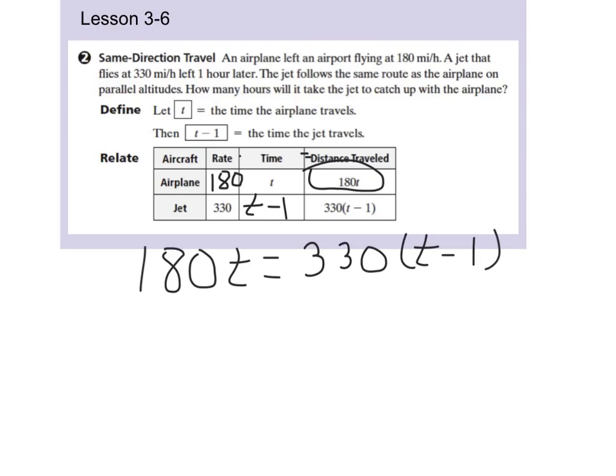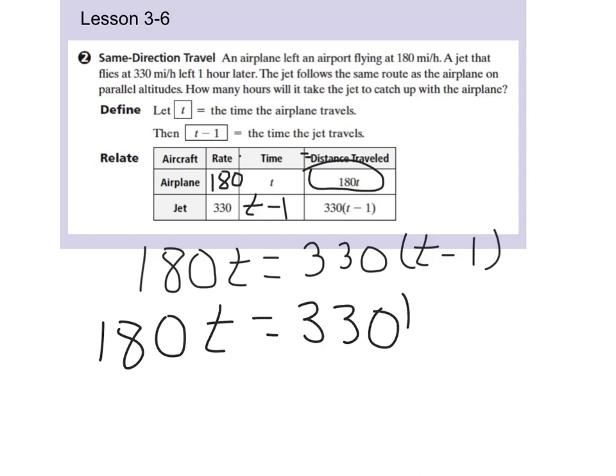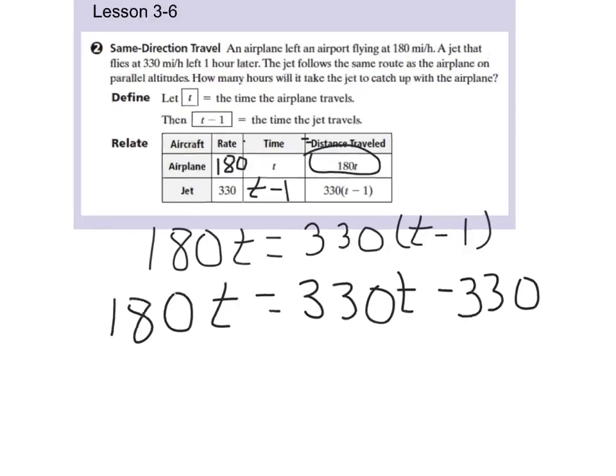And now we just have a few steps. We're going to use the distributive property to simplify the right side. And we're left with 330t minus 330. Don't forget to multiply that 330 by the -1 there. Frequent mistake by algebra students.